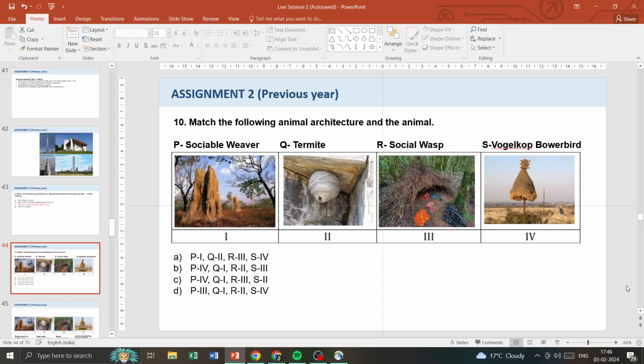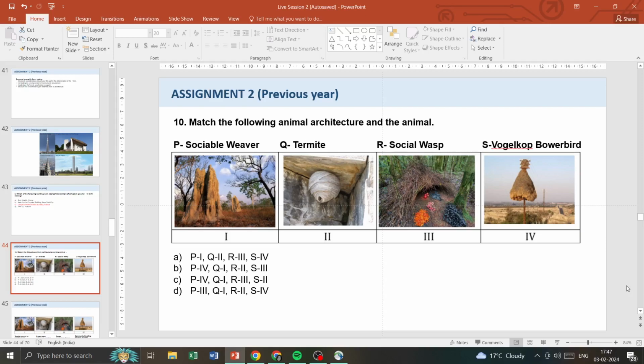Question number 10. I have done, I think, 16 or 17 questions for today. So we are at question number 10 now. After that, I will start the live Q&A where you can ask your questions and I will try to answer them to the best of my capacity. And in case I am not able to answer, I will answer it in the next class after reading on it. Question 10: match the following animal architecture and the animal.